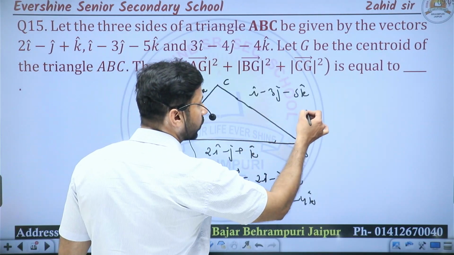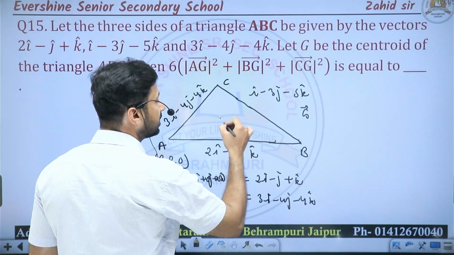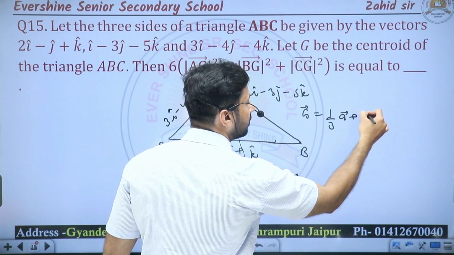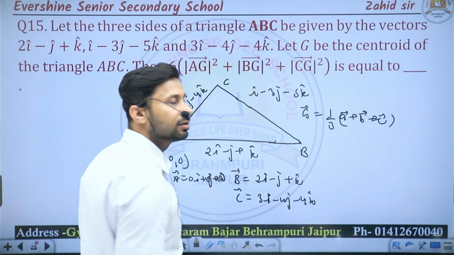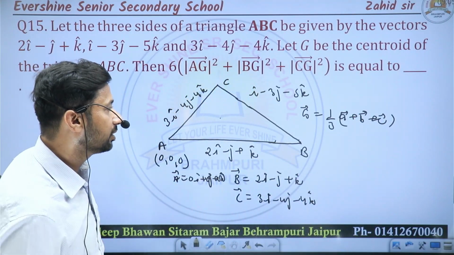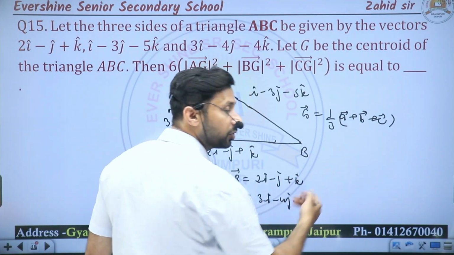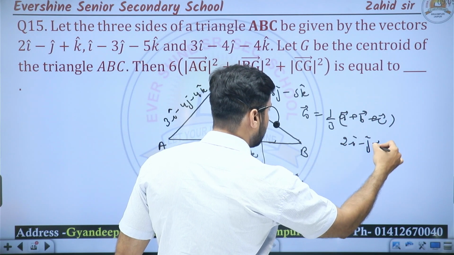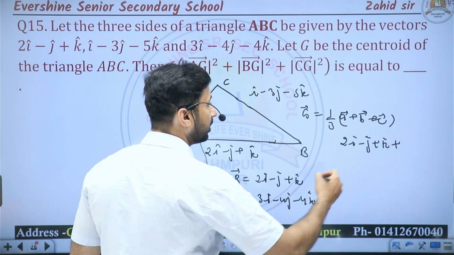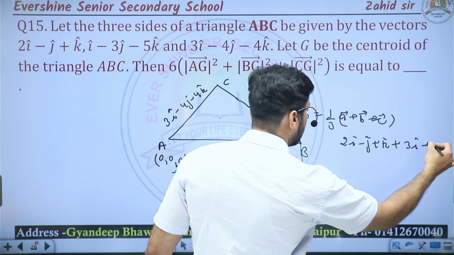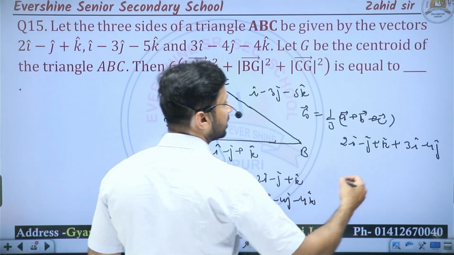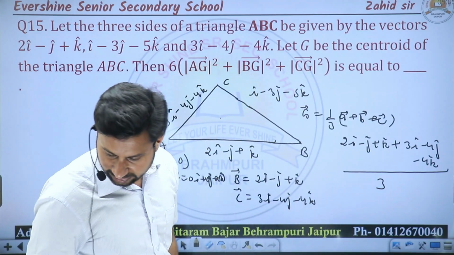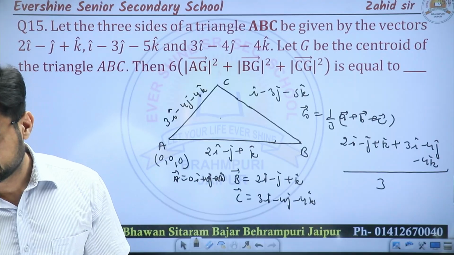Now as you know, the coordinate of the centroid is given by 1/3 of vector A plus vector B plus vector C. This is the formula, so I can put the values here. Vector A is 0, so I'll not put it, I'll put B and C. So 2 i cap minus j cap plus k cap plus 3 i cap minus 4 j cap minus 4 k cap, divided by 3.